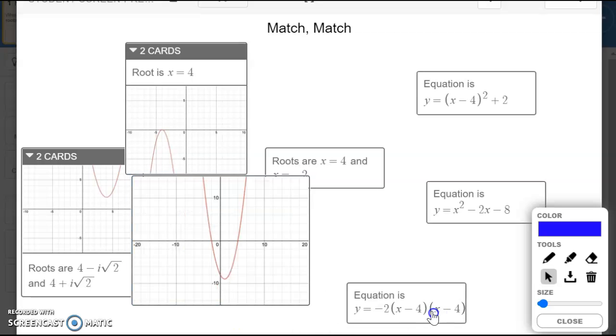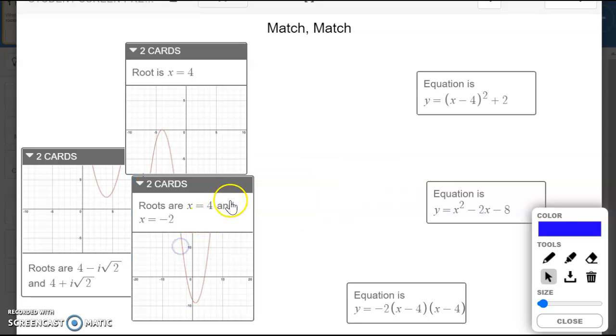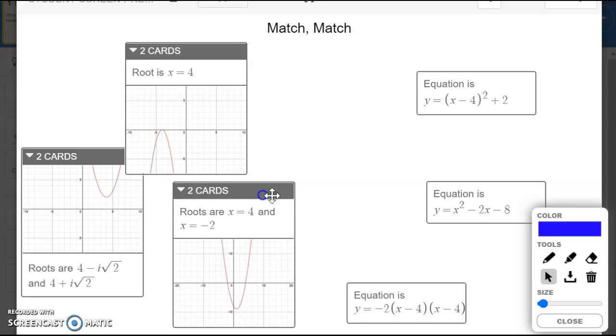Okay, so I did not want to match that. Roots are 4 and -2, so the intervals are 2, 4, 6, 8, so that's 4 and -2 are my roots here. Okay, so then what are my equations? Okay, x minus 4 all squared plus 2.